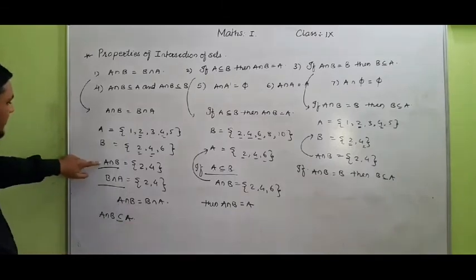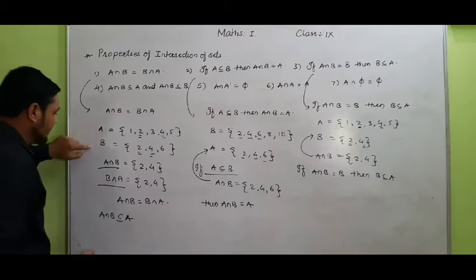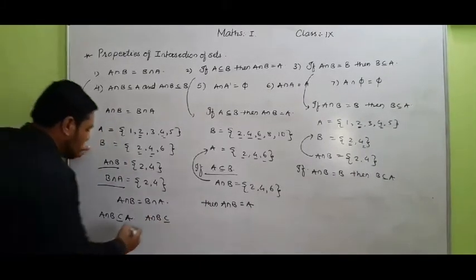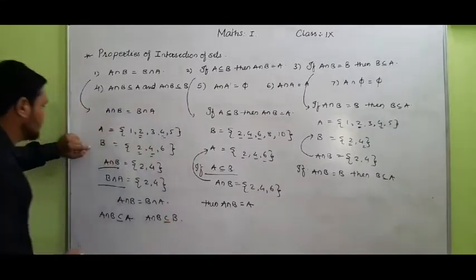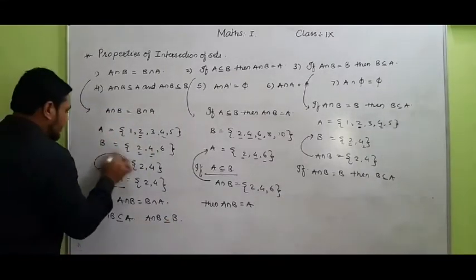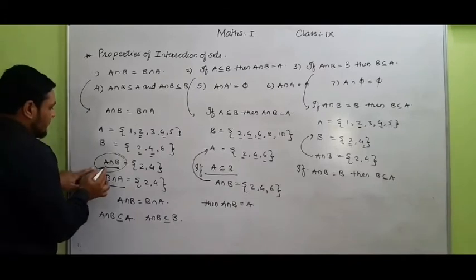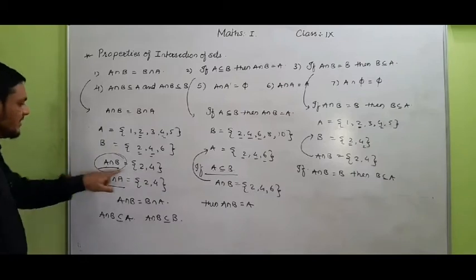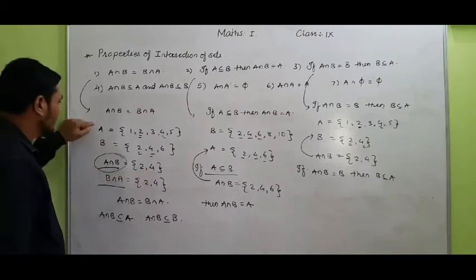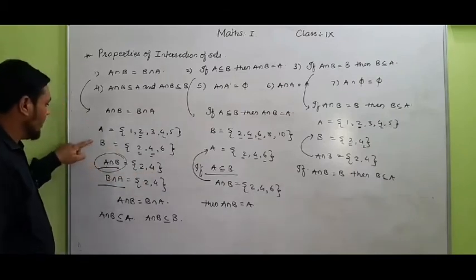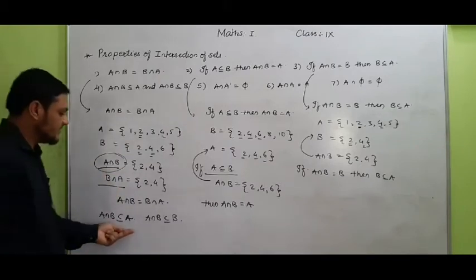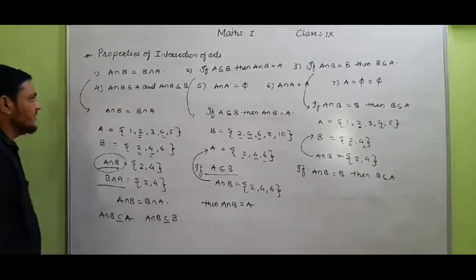This A intersection B is a subset of A, and similarly A intersection B is also a subset of B, because B also contains all the elements of A intersection B. So students, notice this is the set A intersection B. It is a subset of A and also a subset of B because it contains the elements 2 comma 4. A and B both contain all the elements of A intersection B. That is why A intersection B is a subset of A, and it is also a subset of B.